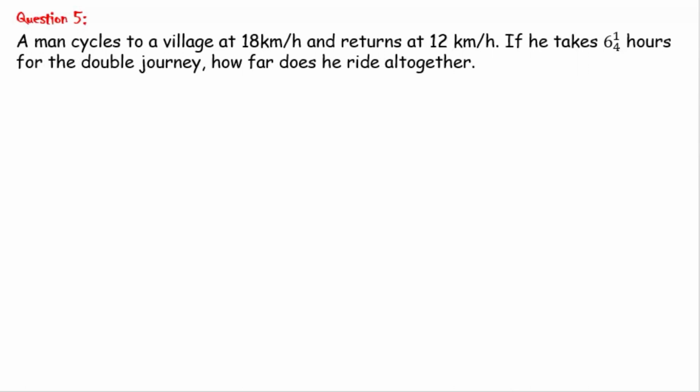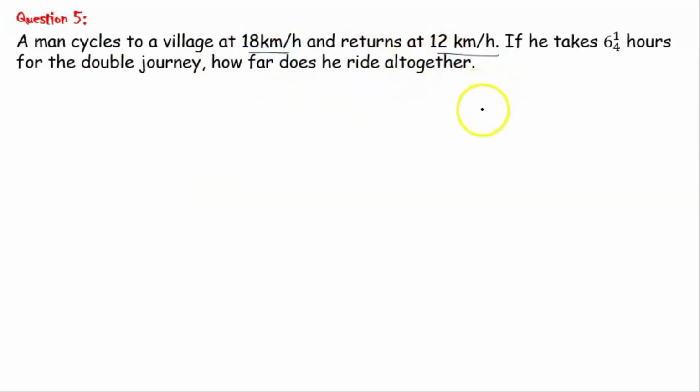So this question states that a man cycles to a village at 18 km per hour and returns at 12 km per hour. If it takes 6 1/4 hours for the double journey, how far does he ride altogether? So we can see in this instance that we have 2 different speeds, 18 and 12.